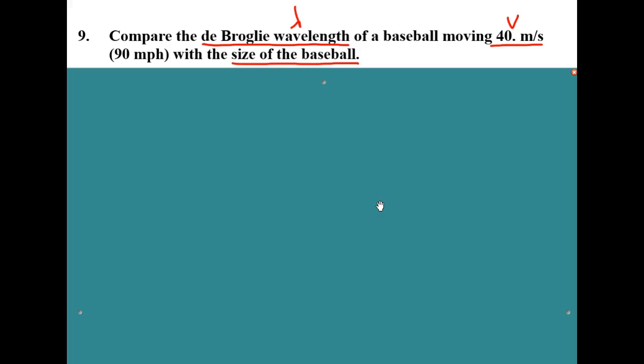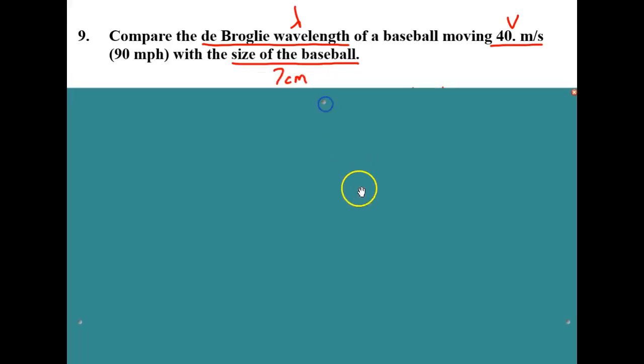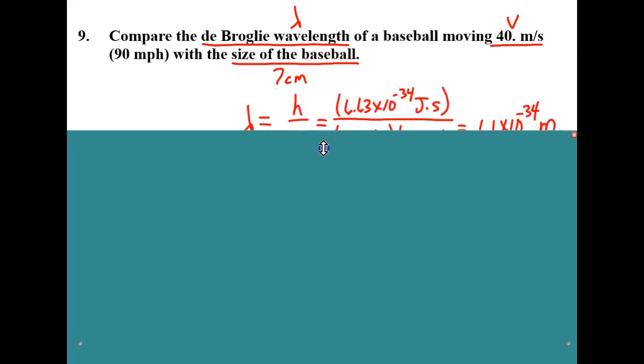Number 9, compare the de Broglie wavelength of a baseball moving 40 meters per second, which is about 90 miles per hour, with the size of the baseball. If you don't know the size of a baseball, I went ahead and measured it. It's about 7 centimeters in the metric system. So they want us to compare the wavelength produced by the baseball moving to its size.